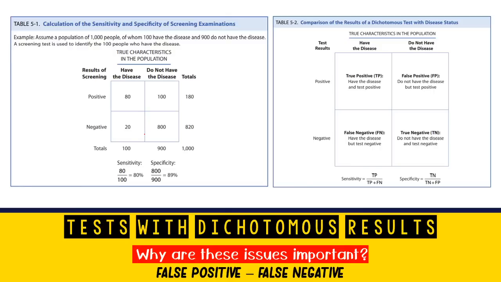Now, why are these issues important? Kaning regarding false positive and false negative. So, dira nato na siya i-refer karon sa kaning table na inyuhang makita diri. So, take a look at first here at table 5-1. Now, this is an example of a population of 1,000 people, of whom 100 have the disease and 900 do not have the disease. Now, a screening test is used to identify the 100 people who have the disease.